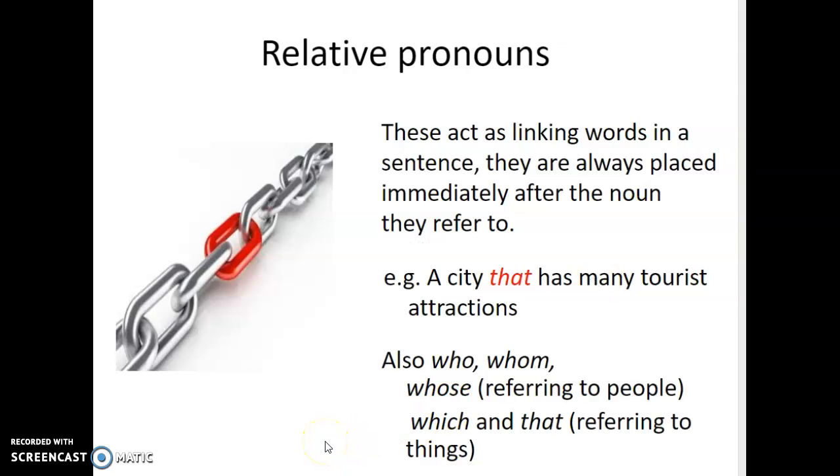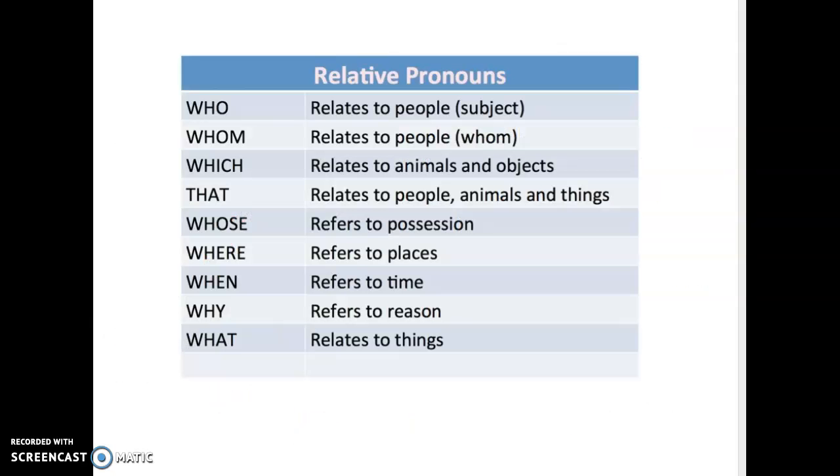So relative pronouns also include who, whom, whose, which, and that. So I'll just put on the next slide here some examples and I'll let you have a little look through those.